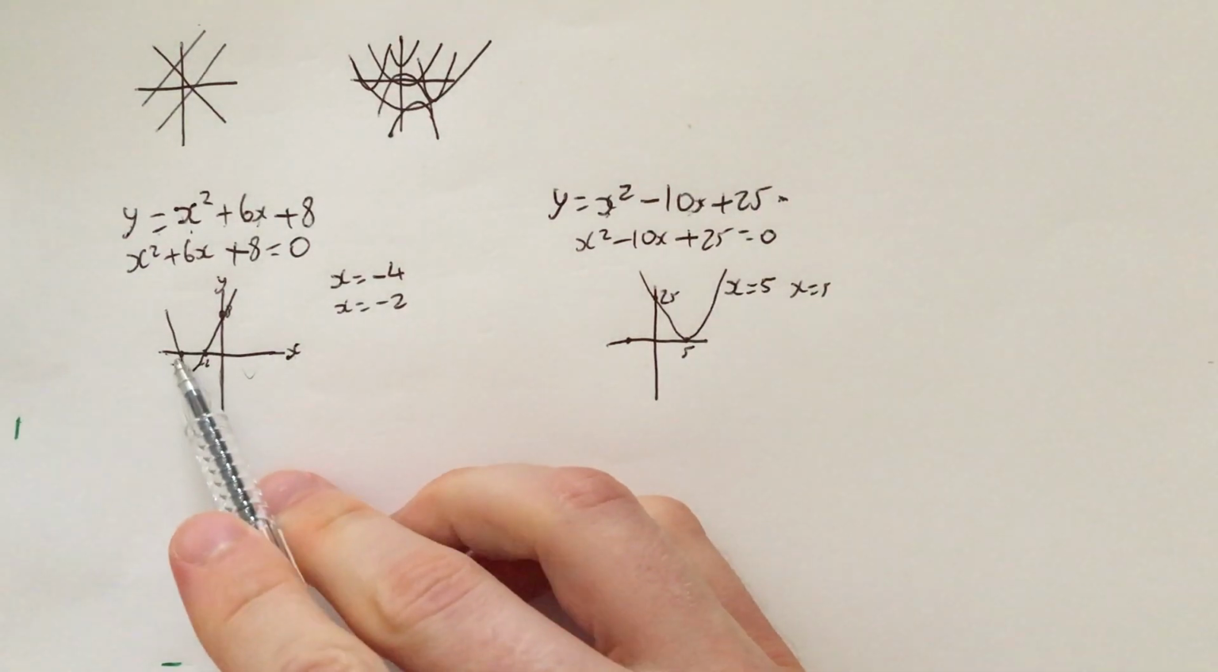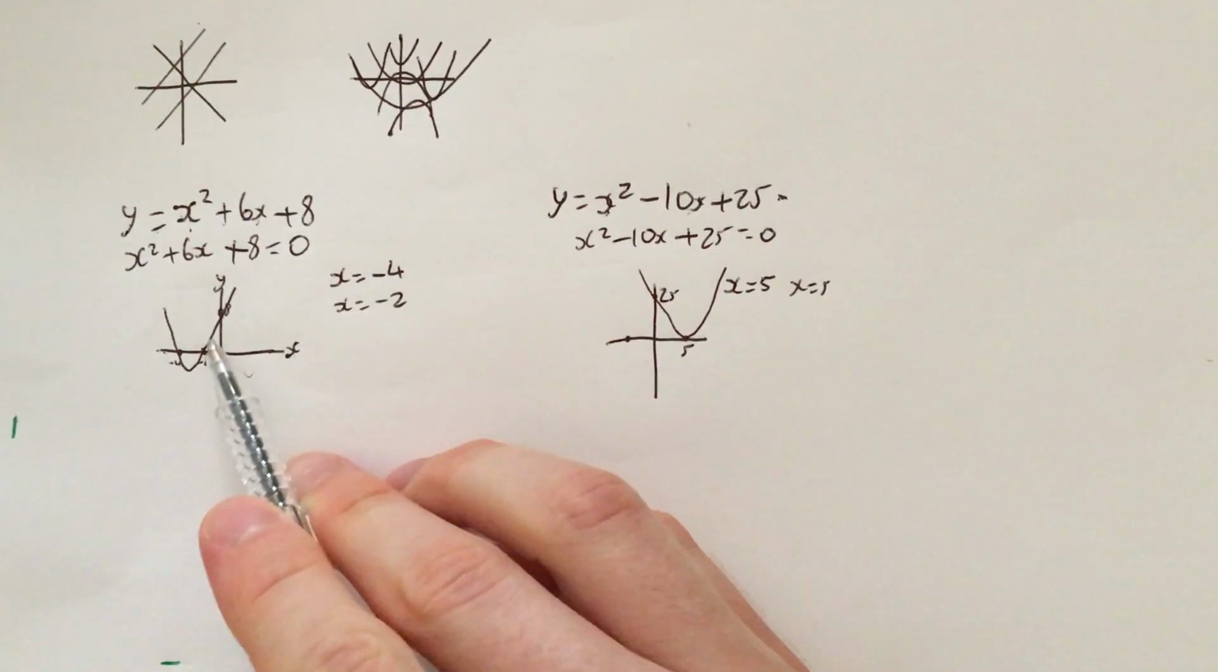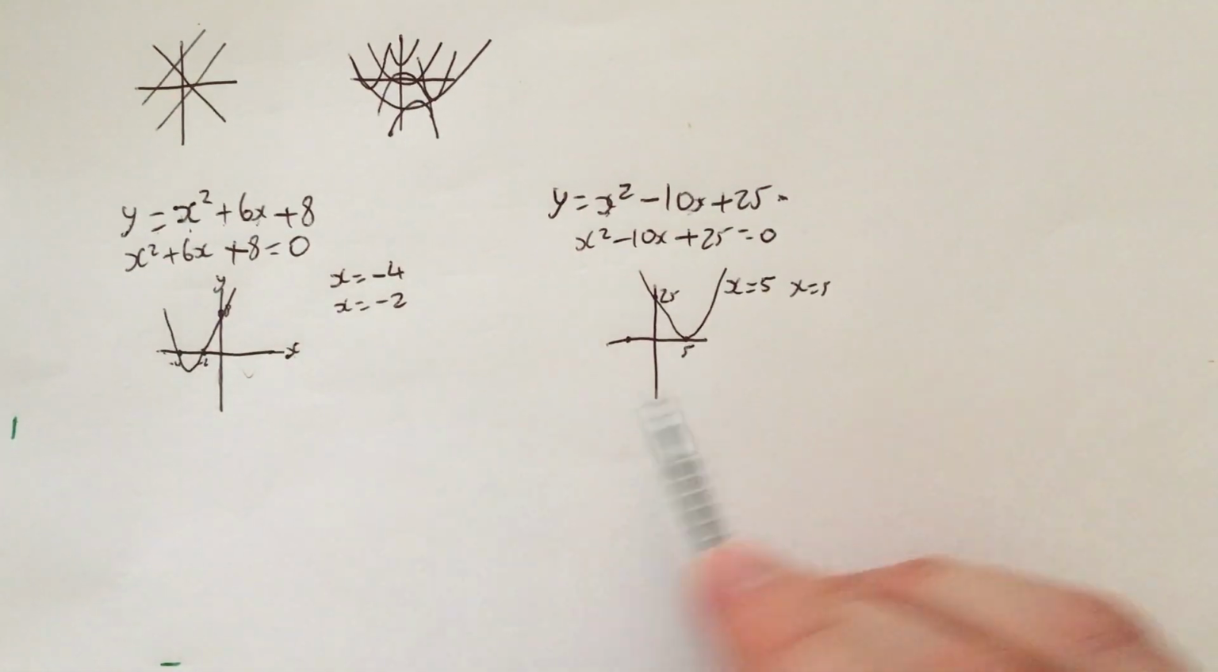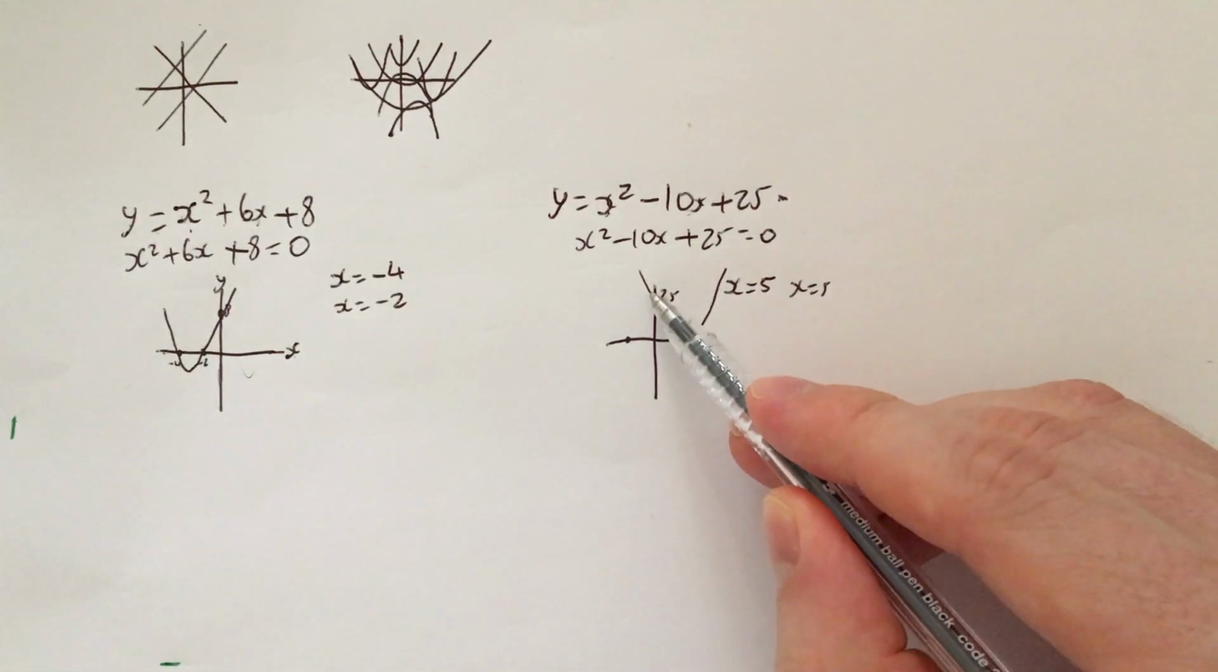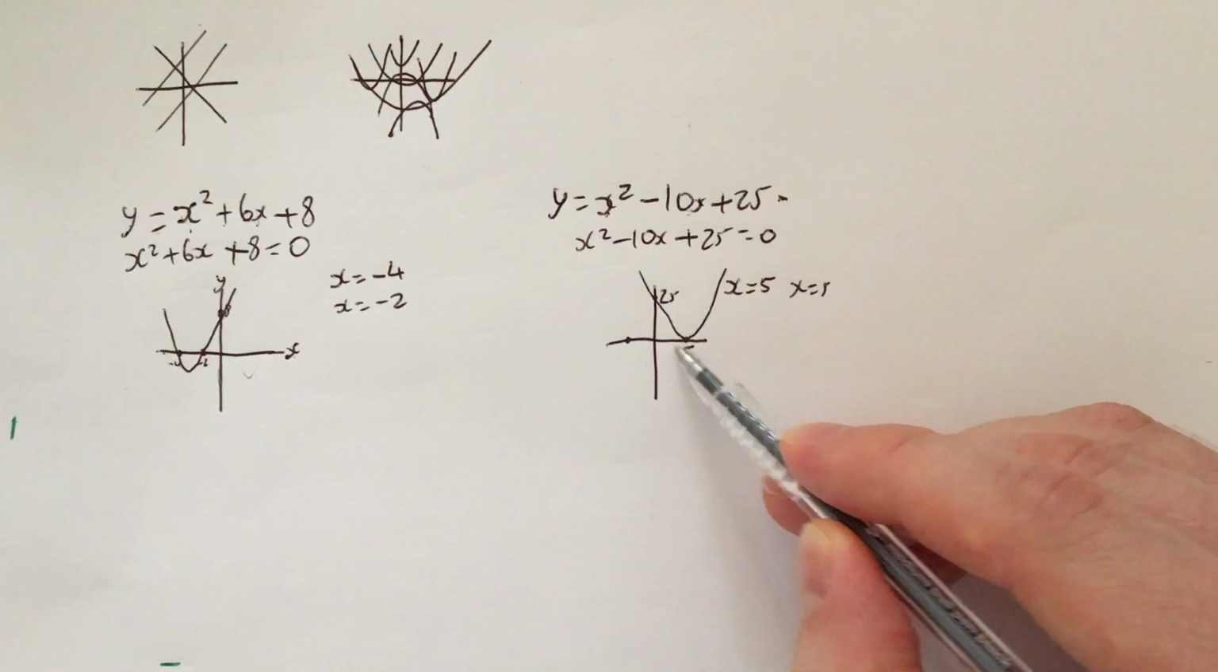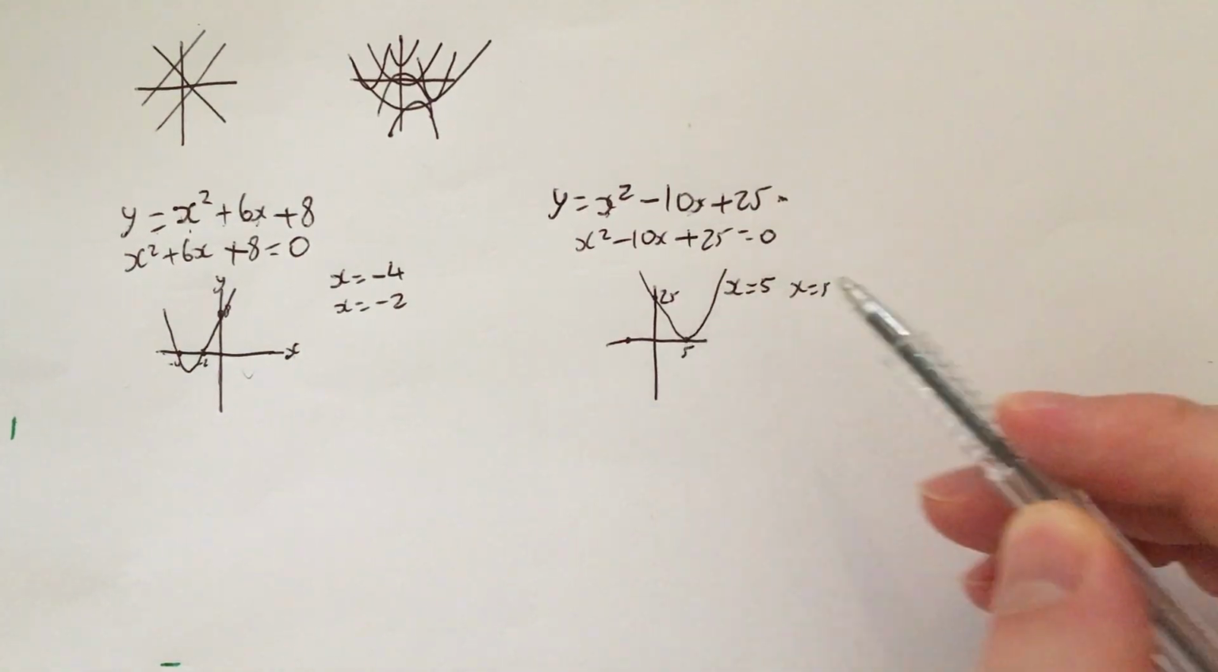So that one there had two roots, x equals negative 4 and x equals negative 2. This one's only got one root, which means I don't go through the x-axis here. I just touch it like that.